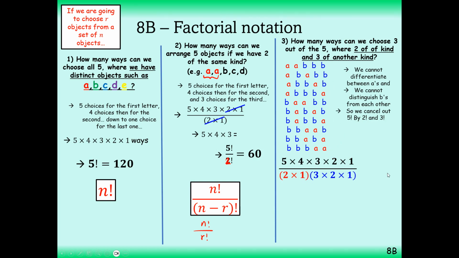You say 5 factorial divide by 2 factorial, because I have two objects that are the same, and times the denominator by 3 factorial. That's why you're going to get 10 here. Now, do you see why we do the cancellations here?